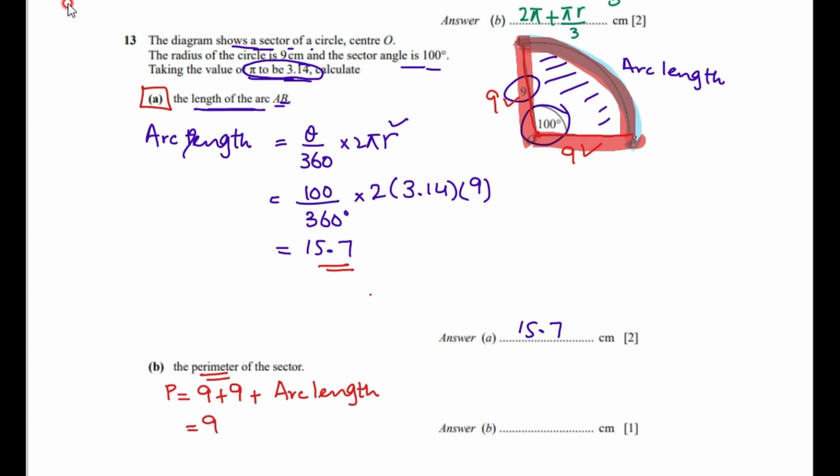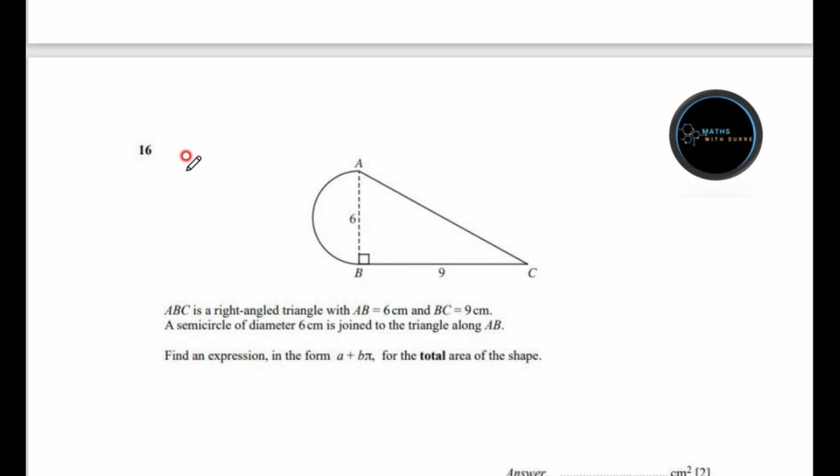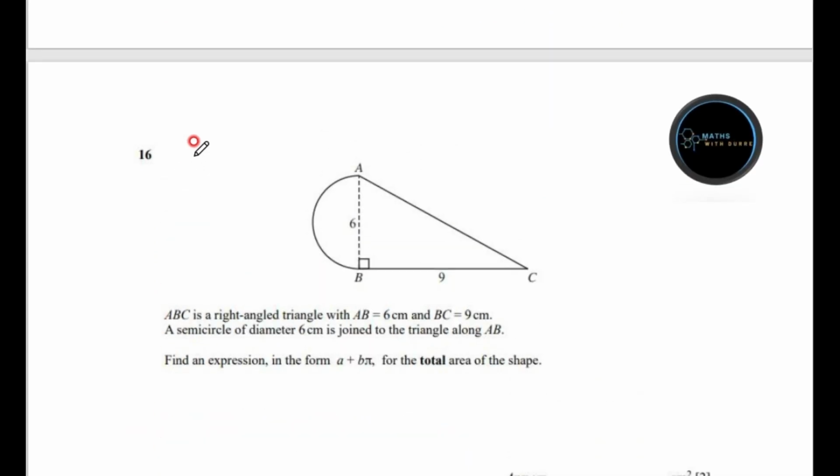So it means 9 plus 9 plus the answer of the arc length, which was 15.7, which we have already calculated in part A. I will just add 15.7 plus 9 plus 9, just giving us the answer, that is 33.7. So we will just write the answer here. Pretty easy. Let's move towards another question that is pretty interesting. What is that question?